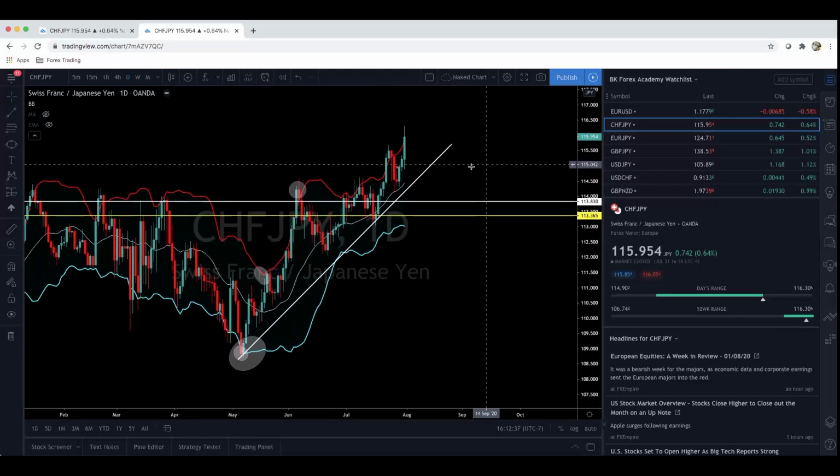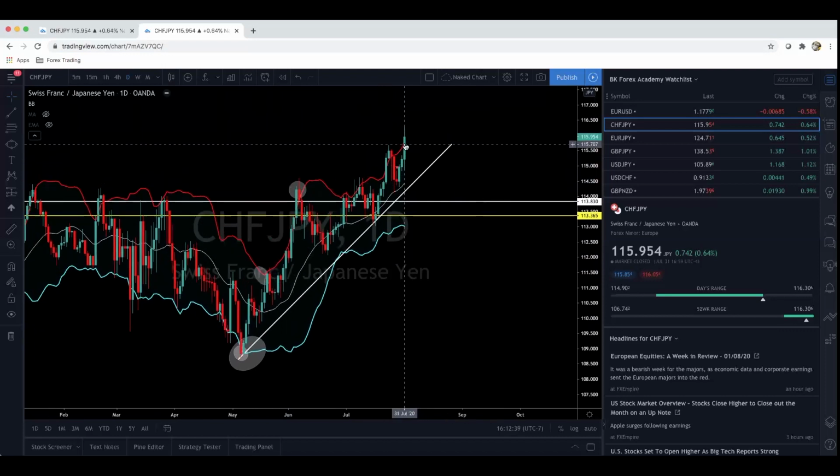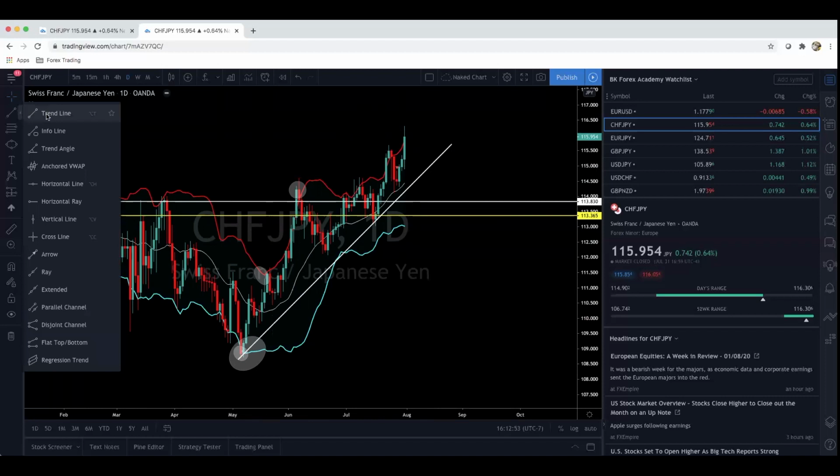Now we see that price is up here, at the top. Traders, would you buy or would you sell? I definitely would not buy. I would like to see how far up it's going to go before it goes down, and then when it goes down, how far down it's going to go.